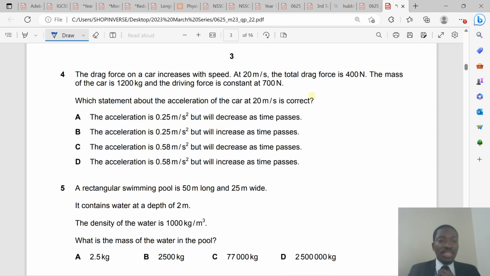Question 4. The drag force on a car increases with its speed. At 20 meters per second, the total drag force is 400 Newton. Okay, so let's see. Drag force is 400 Newton.